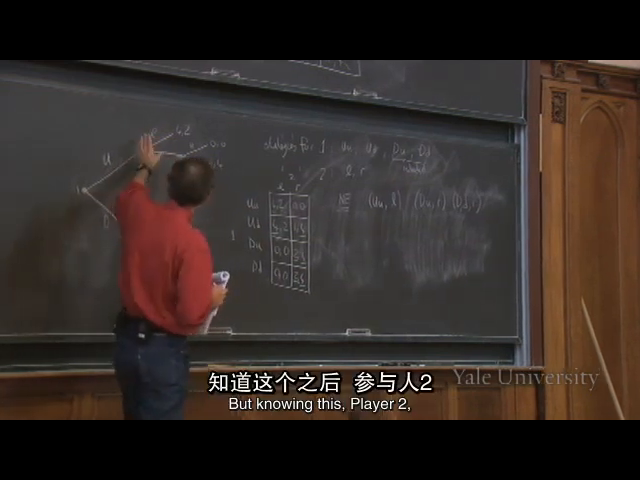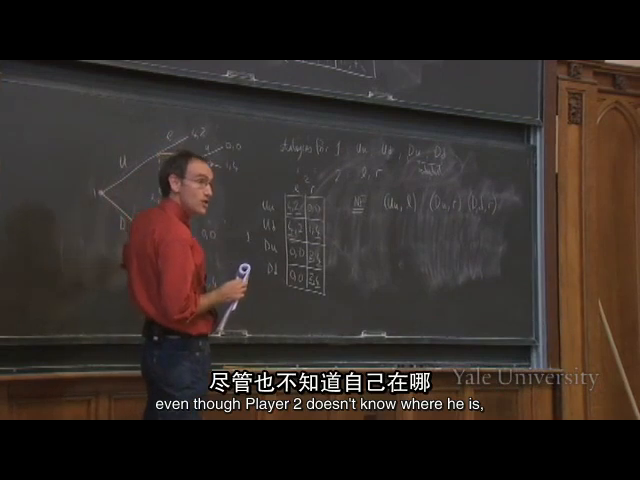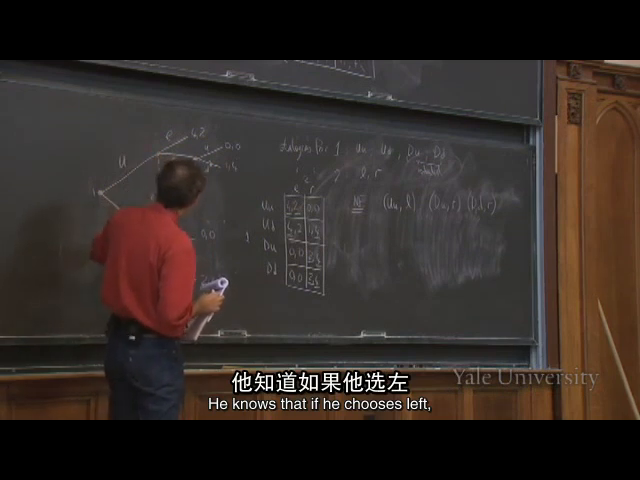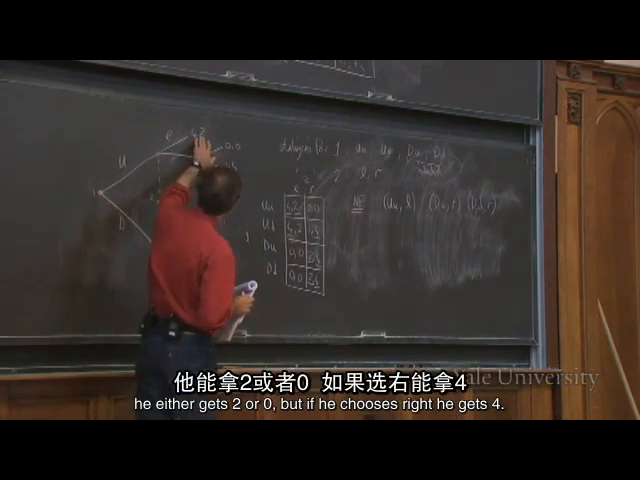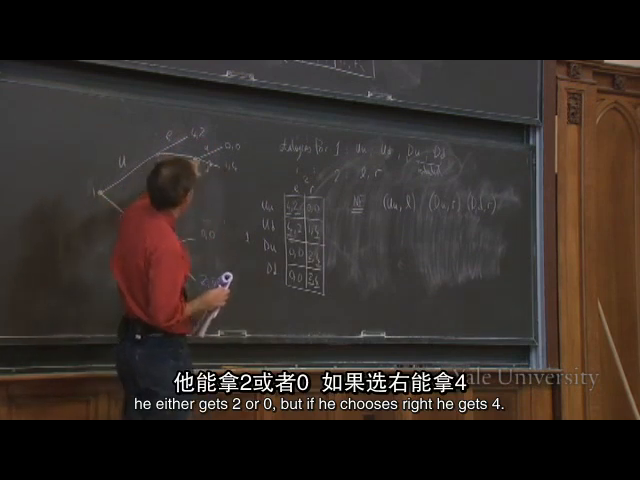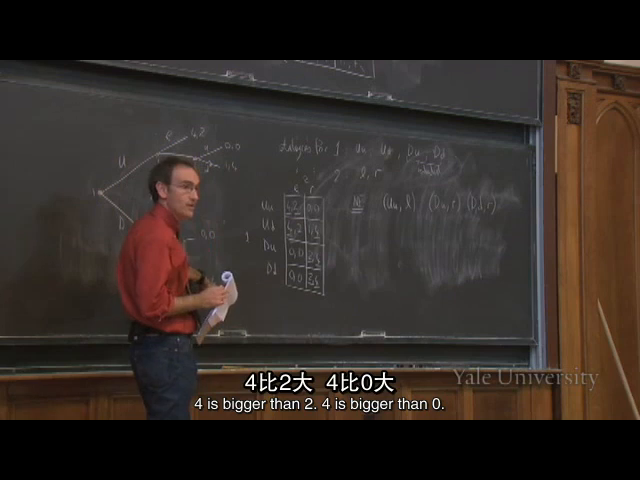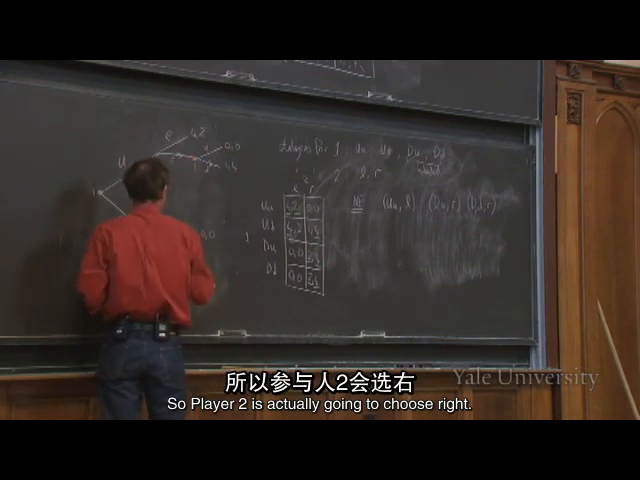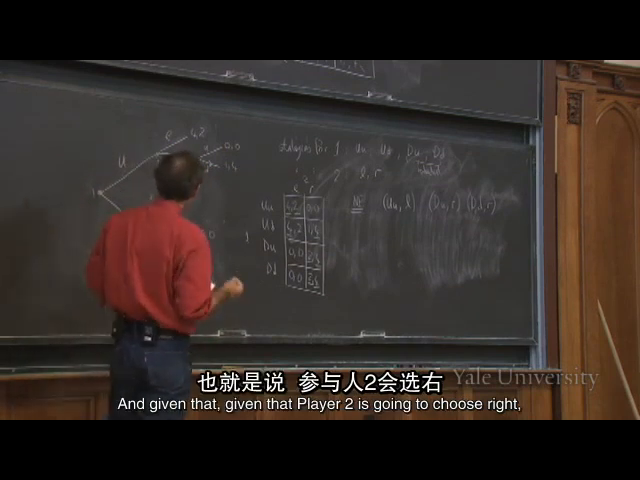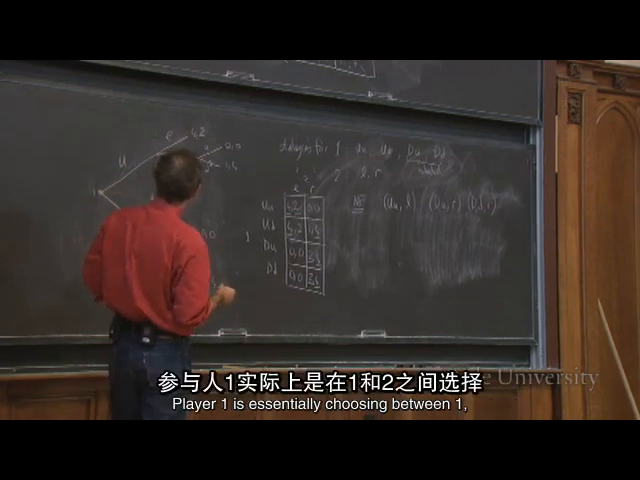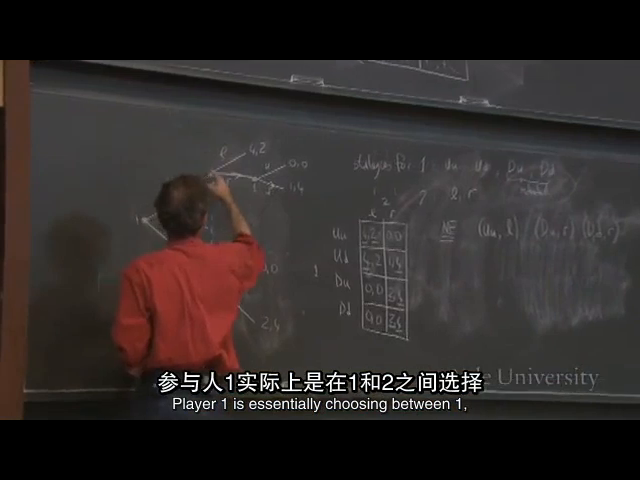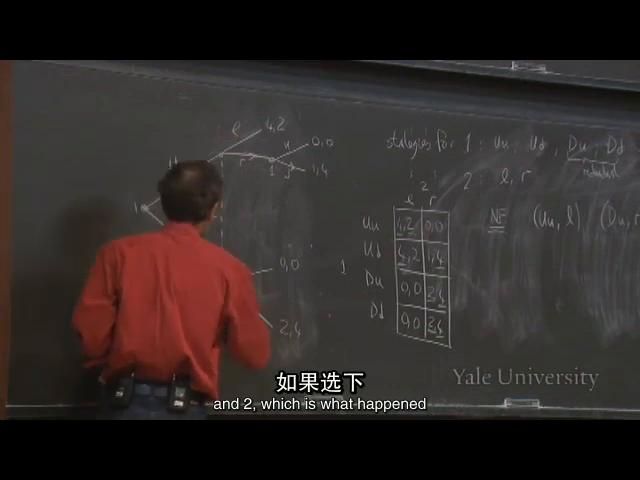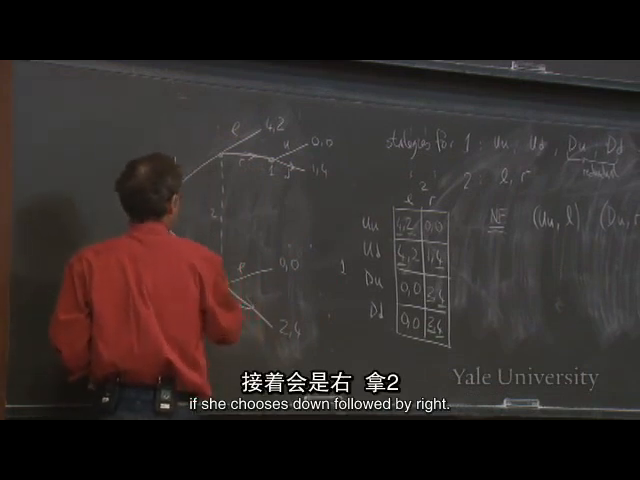But knowing this, player 2, even though player 2 doesn't know where he is, actually has a pretty easy choice to make. He knows that if he chooses left, he either gets 2 or 0, but if he chooses right, he gets 4. 4 is bigger than 2, 4 is bigger than 0, so player 2 is actually going to choose right. And given that player 2 is going to choose right, player 1 is essentially choosing between 1, if she chooses up, which would be followed by right and down, and 2, which is what happens if she chooses down, followed by right.